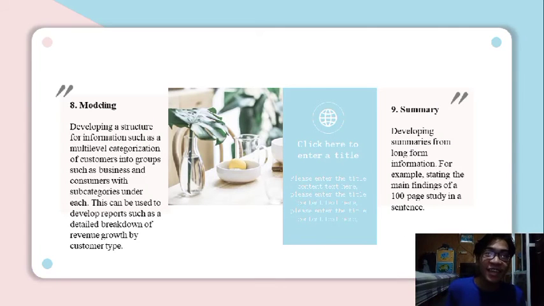Eighth, modeling: developing a structure for information, such as a multi-level categorization of customers into groups such as business and consumer with subcategories under age. This can be used to develop reports such as a detailed breakdown of revenue growth by customer type. Ninth, summary: developing a summary from long-form information, for example, stating the main finding of a 100-page study in a sentence.